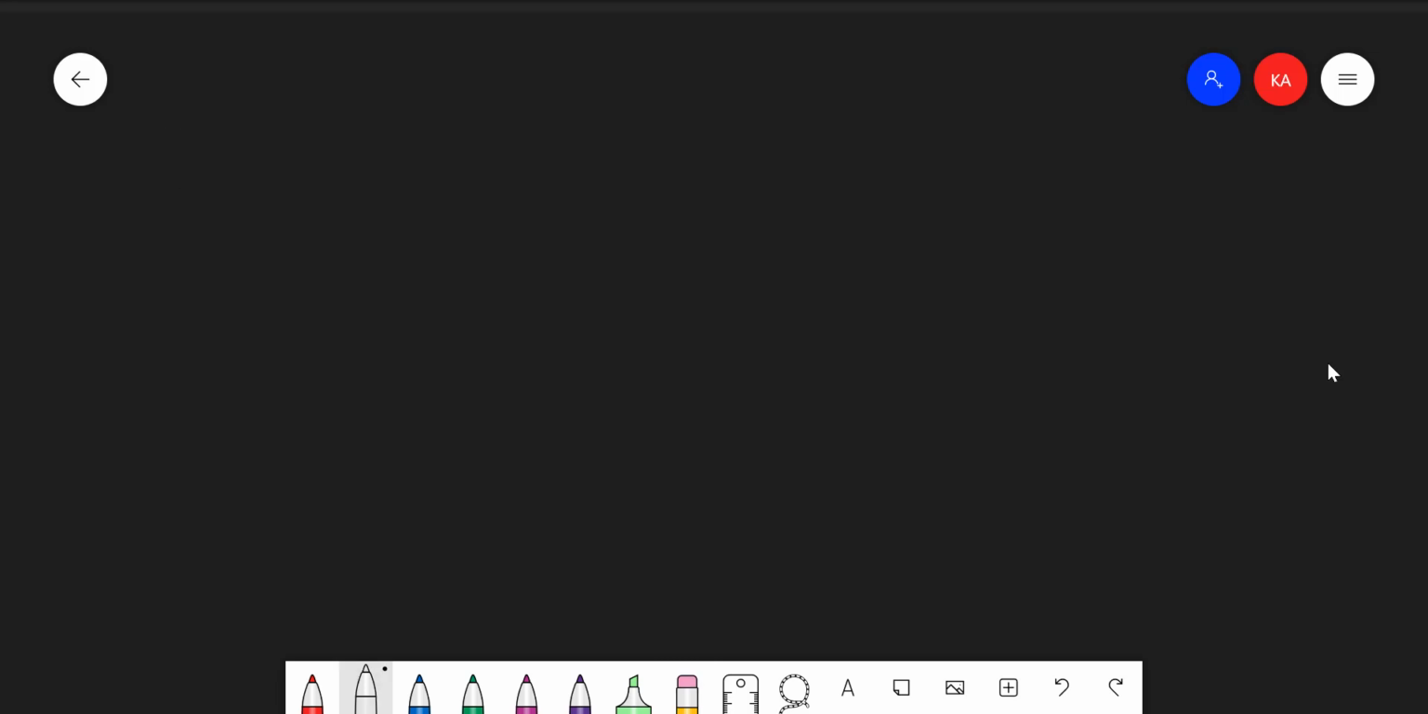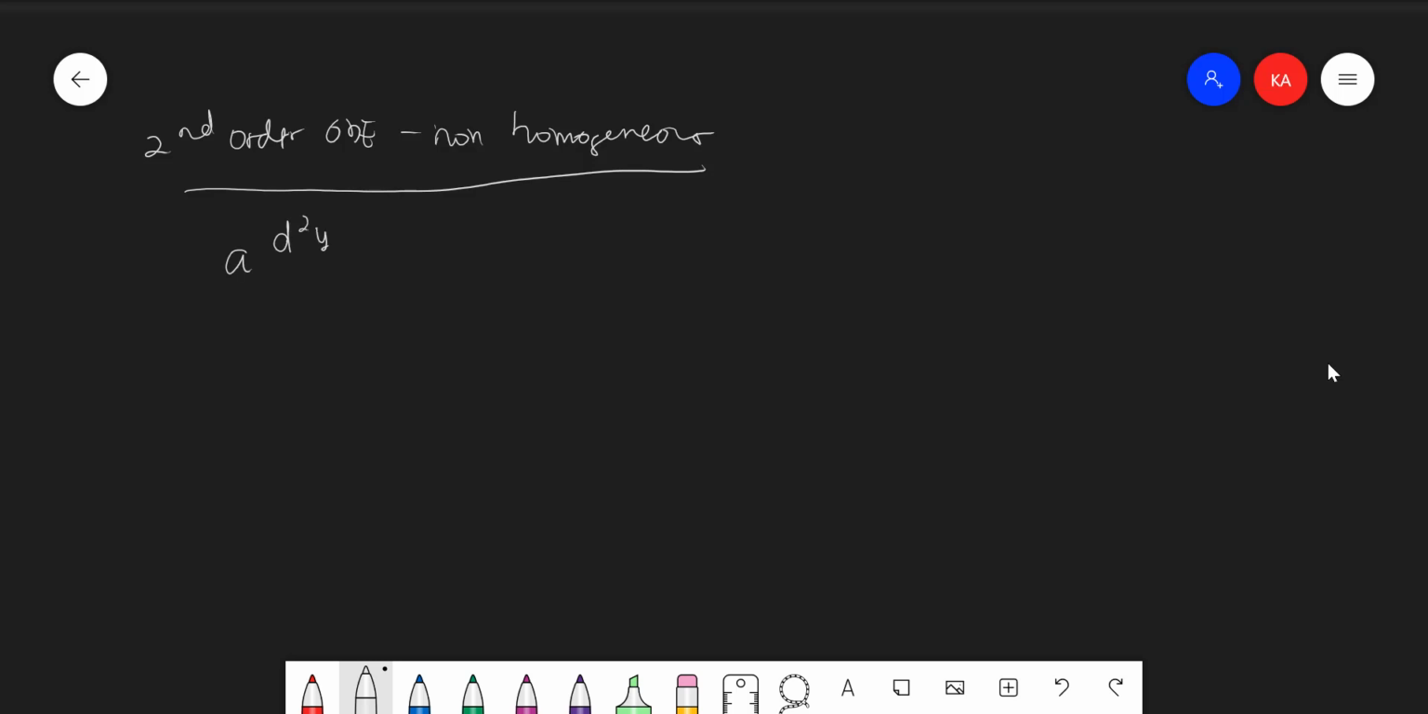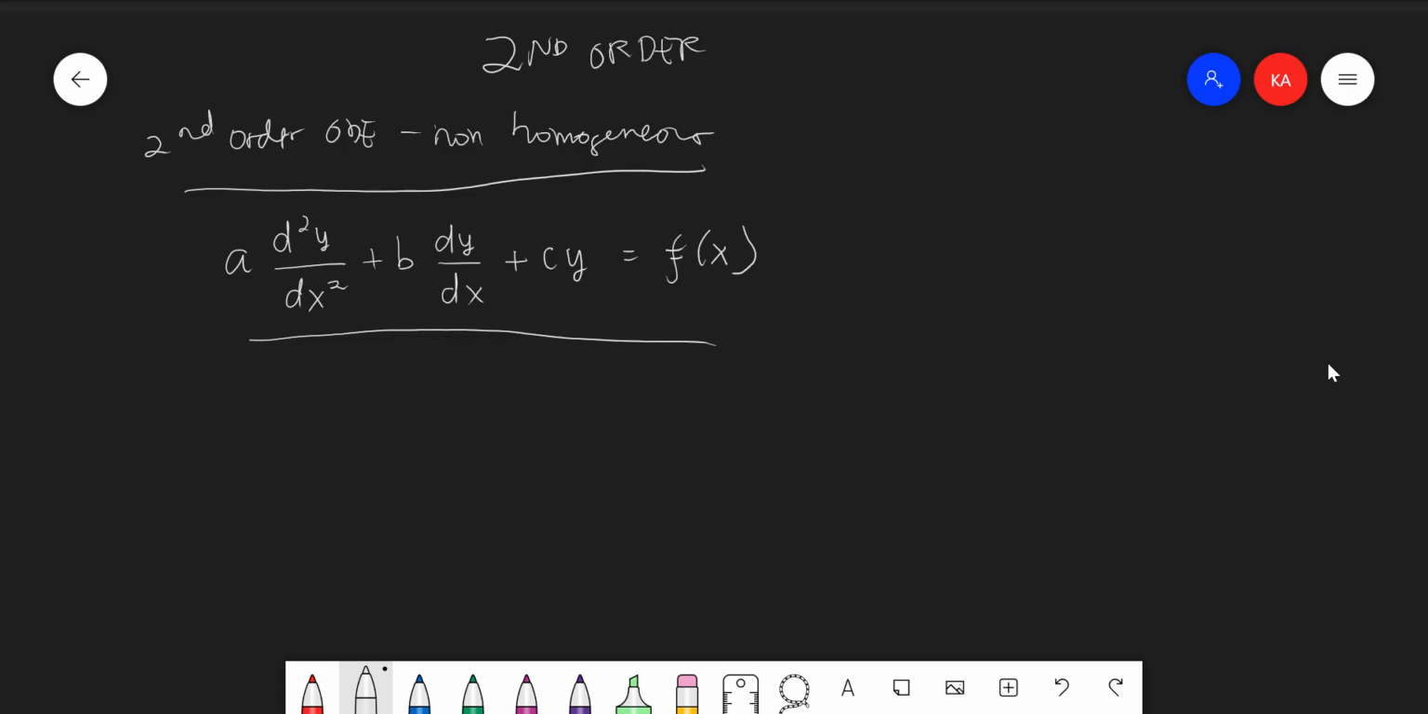The title is similar, the second order ODE, but this is the non-homogeneous one. This is the general form of the non-homogeneous ODE: a d squared y per dx squared plus b dy per dx plus cy is equal to f(x). The title is similar, but this is the non-homogeneous ODE.